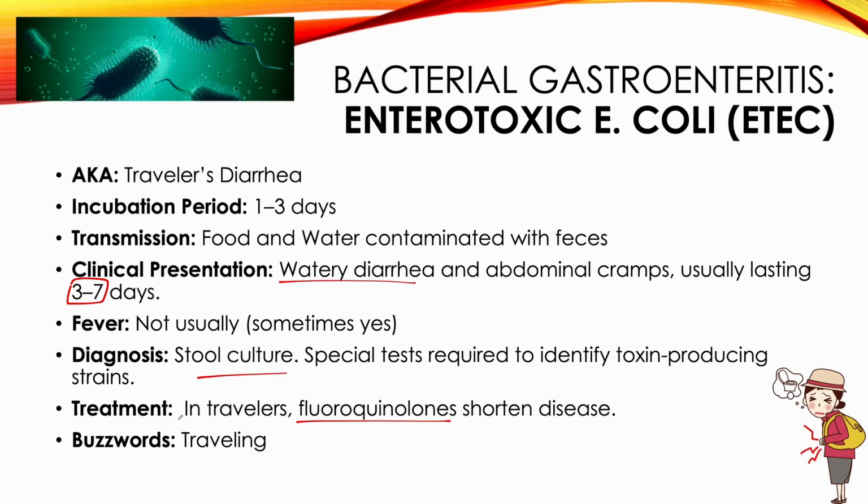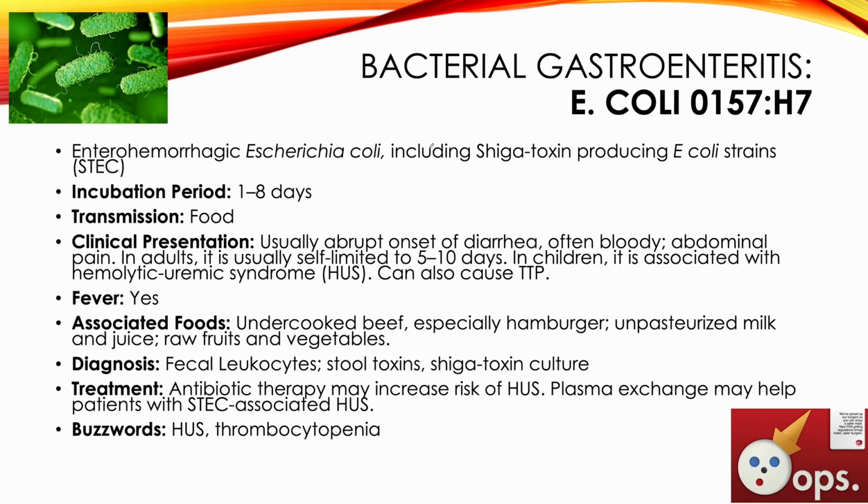So usually traveling goes along with ETEC. Now, another one of those strains is STEC, which is Shiga toxin producing E. coli, as well as enterohemorrhagic E. coli. These types of E. coli are inflammatory.